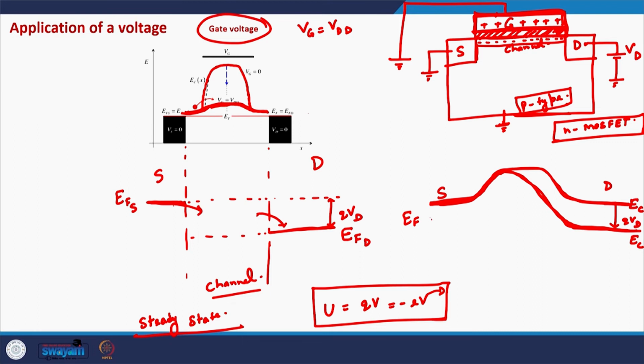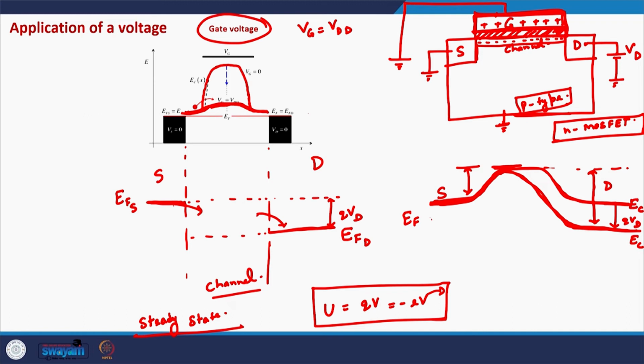And now an interesting situation actually starts happening in the system. Now what happens is that the height of the barrier from the source side, which is this height, and the height of the barrier from the drain side, which is this, they are not the same now.